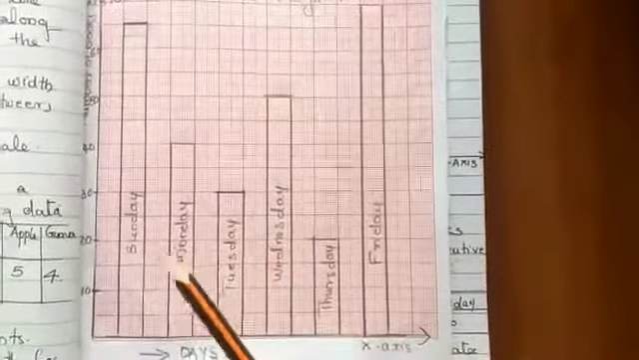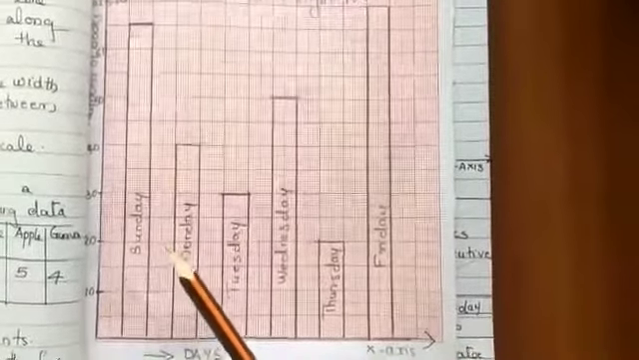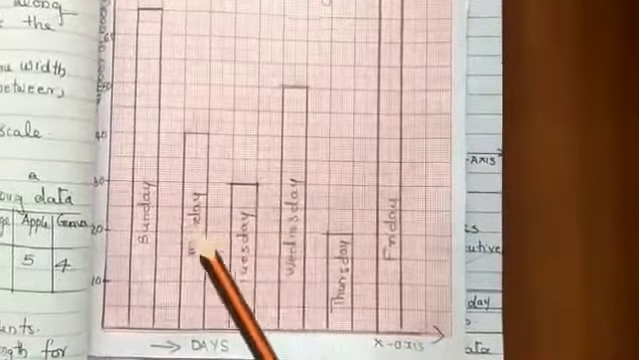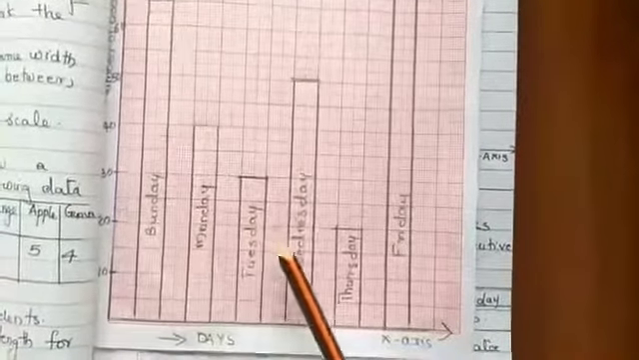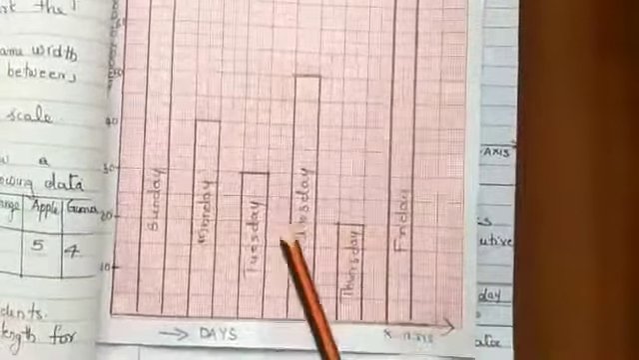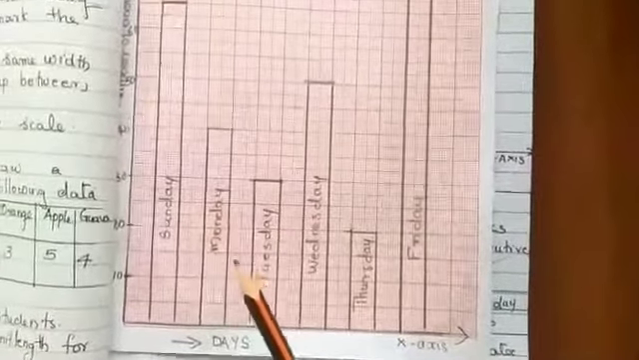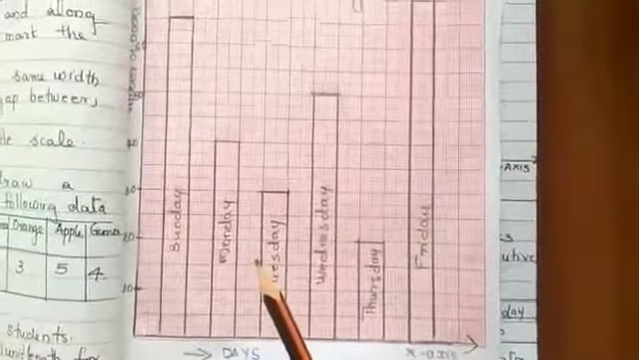You should write on each bar which day it is representing. So Sunday, Monday, Tuesday, like that you should write on each bar. So this is the graph for the given data.